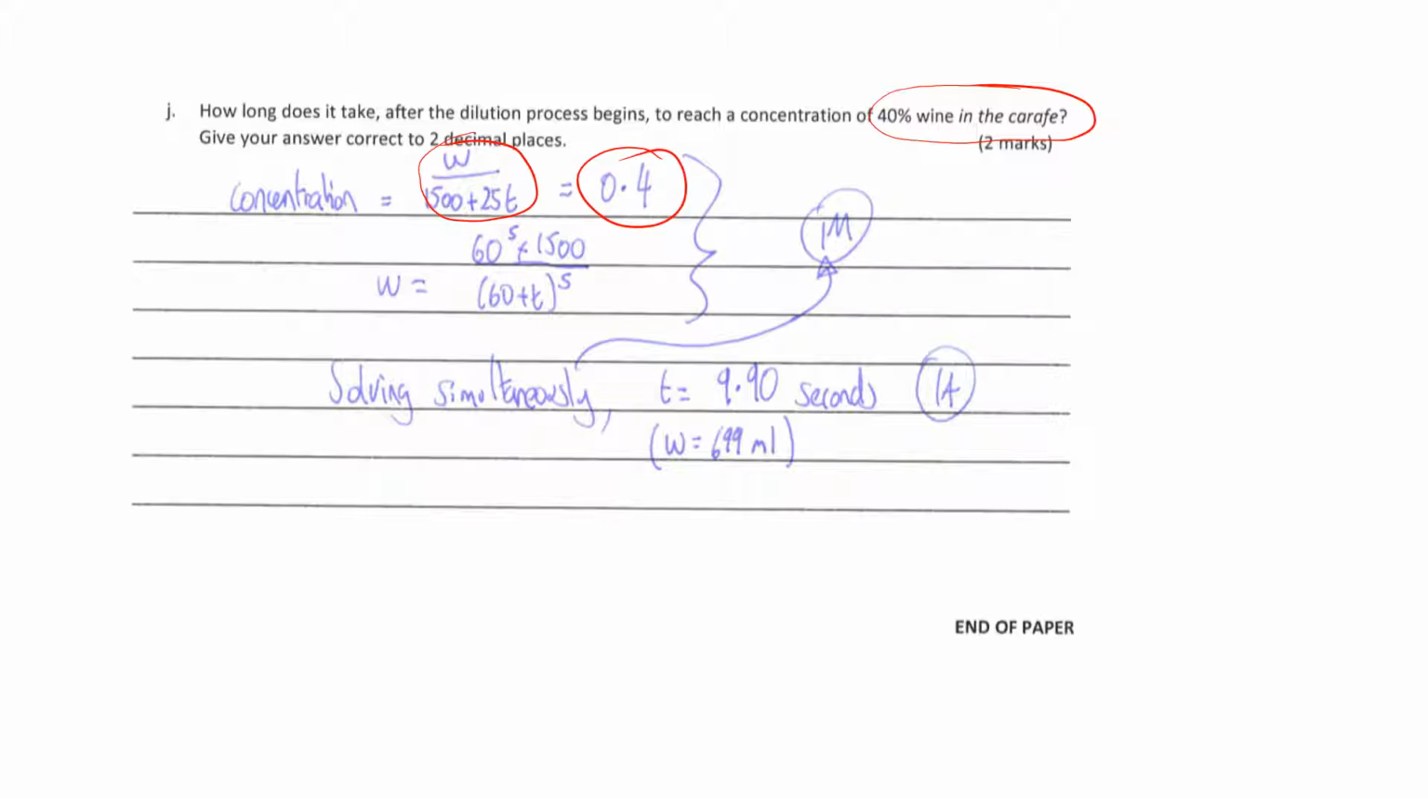Now we can't solve that on our own, so what can we do? We can bring in our expression for W as a function of T, and we can solve simultaneously. So here's one equation, here's our second equation. When we ask the CAS to solve simultaneously, we get a pair of values, and of course I'm only interested in the T value, and that tells me the time it takes for the concentration of wine in the carafe to reach exactly 40%, 9.90 seconds.